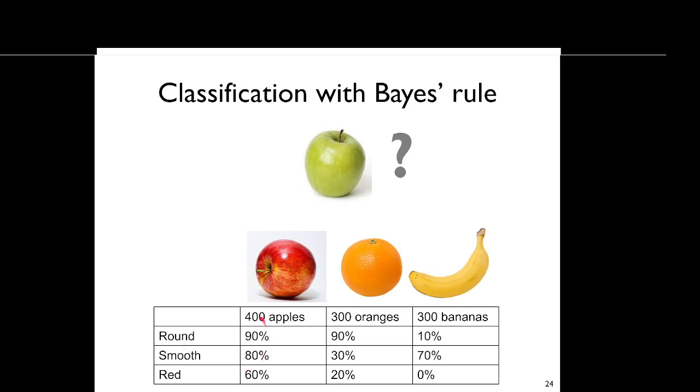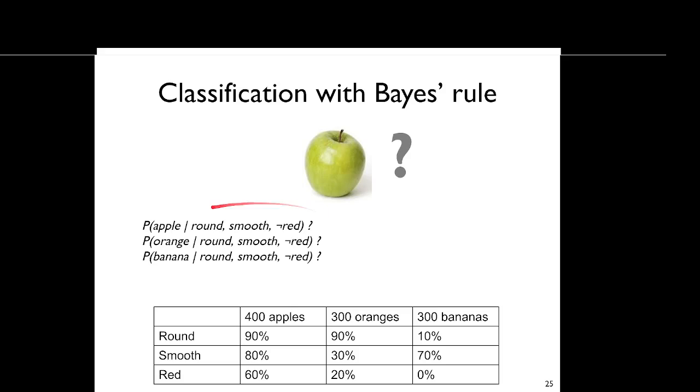And now of the 400 apples, 90% were round, 80% were smooth, had a smooth surface, and 60% were red. Note these probabilities don't add up, and these probabilities only apply to apples, those only to oranges, and those only to bananas. So this is not a joint probability distribution as we've seen it in the previous slide. And our question is, what is this fruit over here?